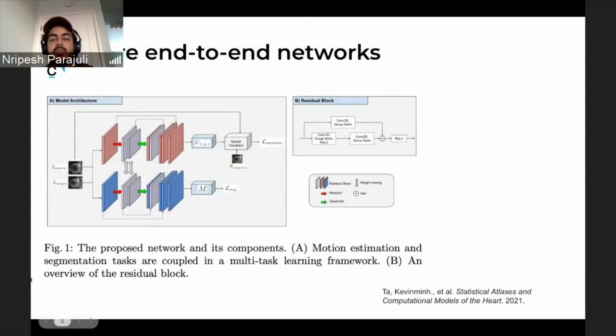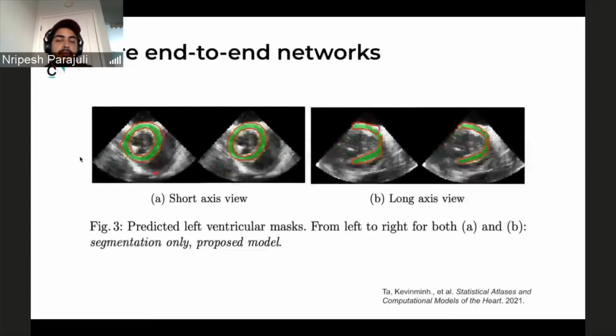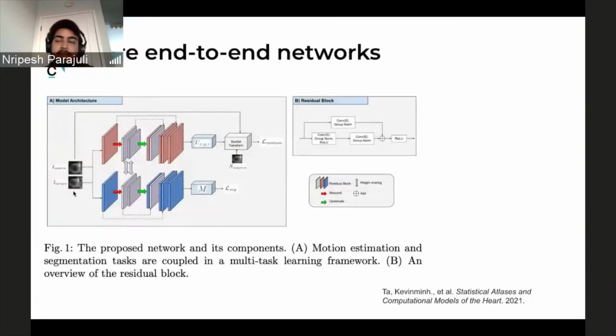Yeah, another thing we're seeing is more and more end-to-end networks. The very first flow chart I showed you had the segmentation and the registration steps done independently. Whereas now, more and more, people are doing both of these steps together.